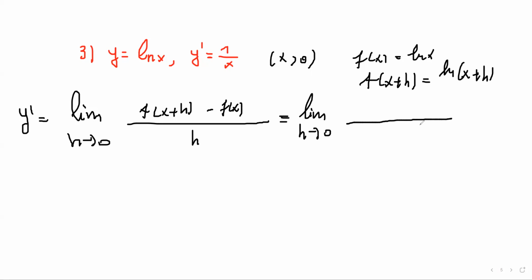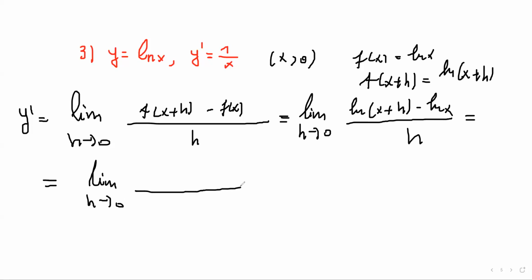H tends to 0. So f(x+h) is the natural logarithm of (x+h) minus natural logarithm of x, divided by h. So we are going to apply here the properties of the logarithm function. If h tends to 0 here, we are going to get ln x minus ln x, 0 divided by 0. So it's an undetermined form. But how can we solve it? Let's act like this: ln(x+h) minus ln x divided by h.